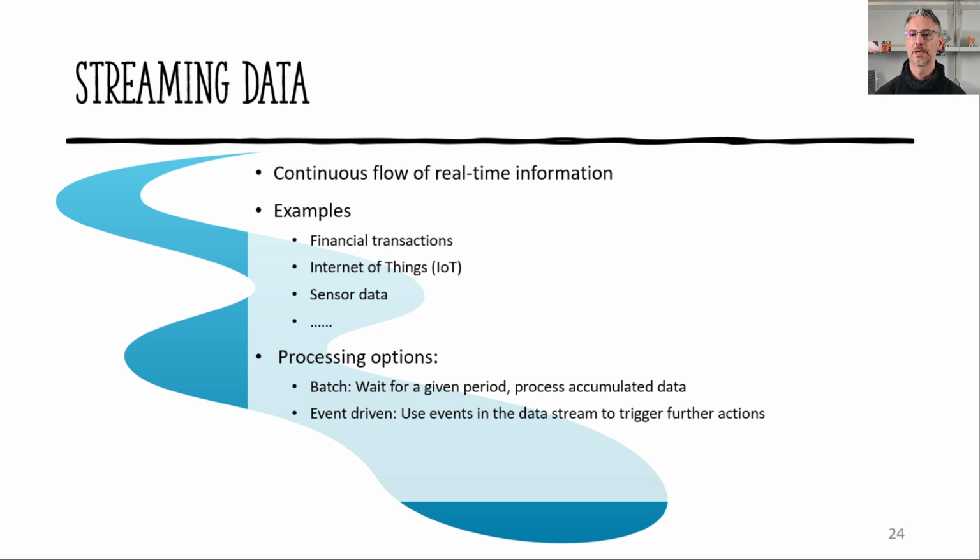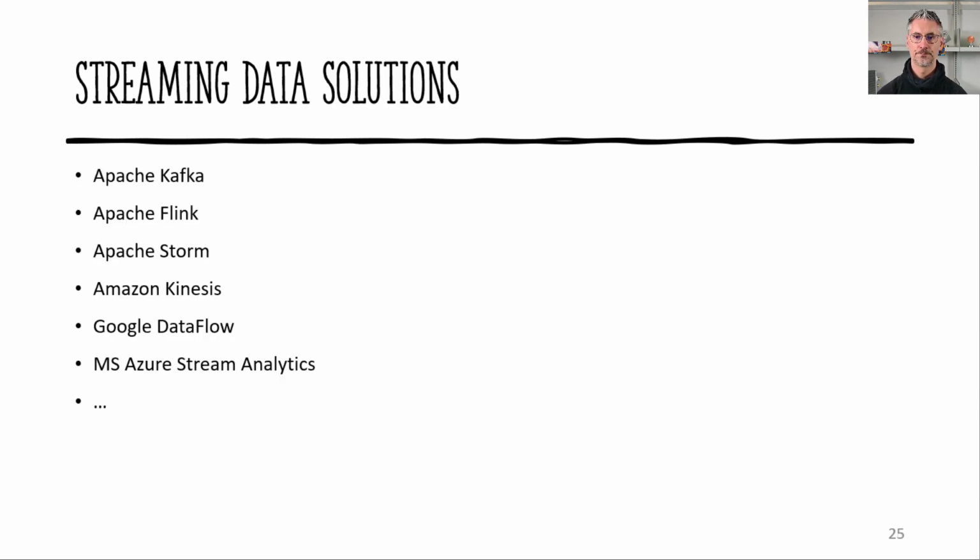One aspect to consider is if we have streaming data or not. So we may have a continuous flow of real-time or near real-time information, for example transactions or sensor data, Internet of Things, and so on. We need to make a choice how we process this data, either in batches where we collect data for a given amount of time and then process the accumulated data, or event-driven, so as soon as something happens or new data arrives, we do something with the data. There are many streaming solutions like Apache Kafka, Flink, Storm, Amazon Kinesis, Google Dataflow, Microsoft Azure Stream Analytics, and many more. So again, we need to look at our specific requirements and then make a dedicated technology choice.